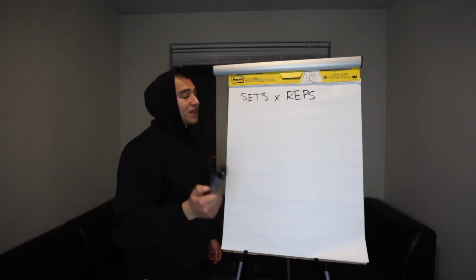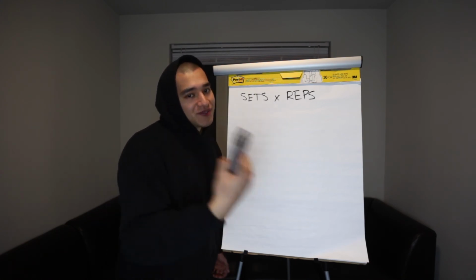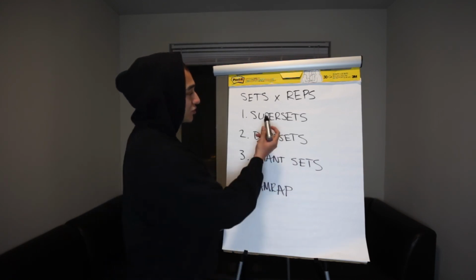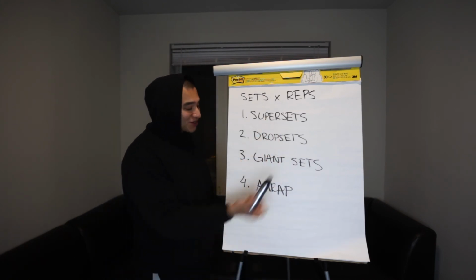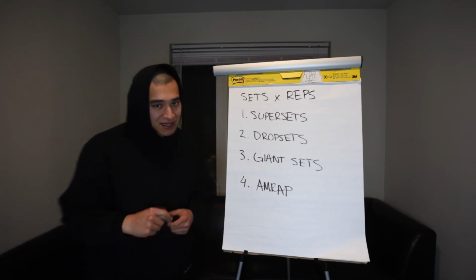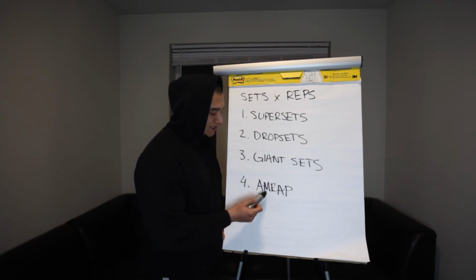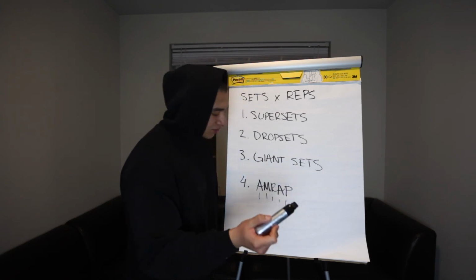Now there are a few foundational training concepts that you're gonna need to know that people talk about in the language of training. Do you know what a superset is? Do you know what a drop set is? Do you know what a giant set is? Do you know what an AMRAP is? Okay, let's start with the easiest. The easiest is this bottom one, AMRAP. AMRAP stands for as many reps as possible.